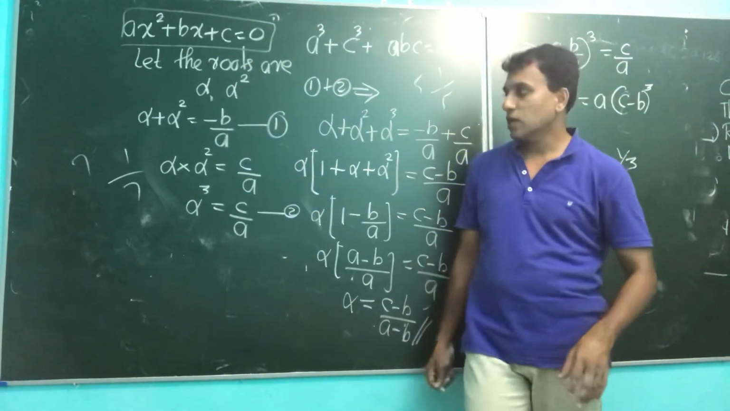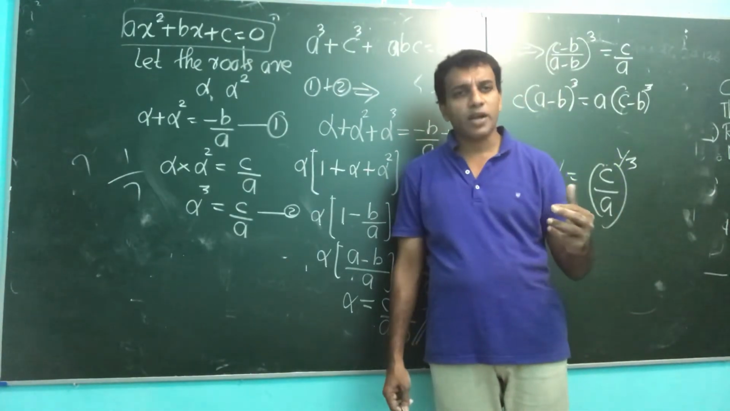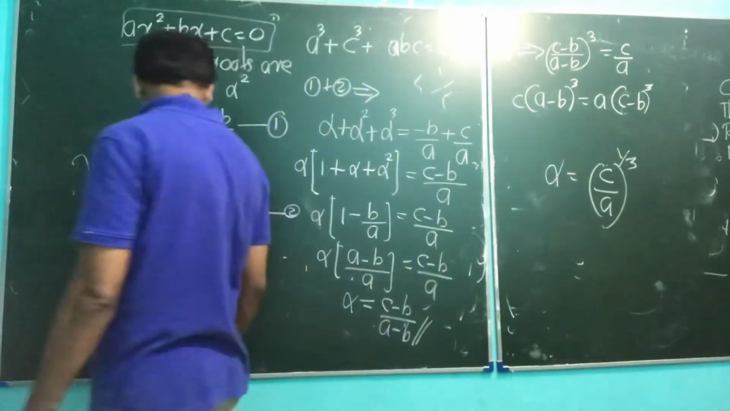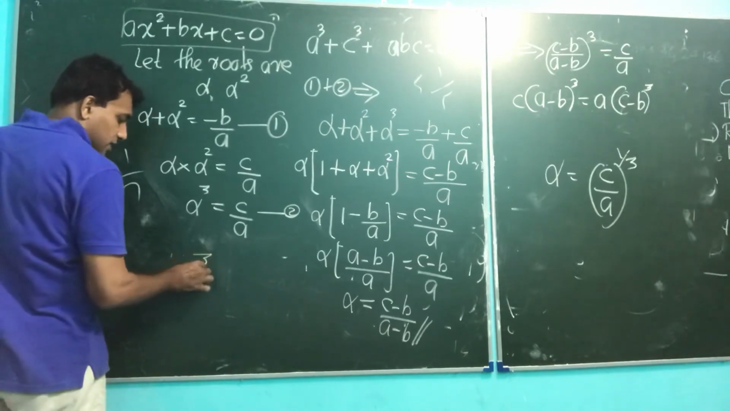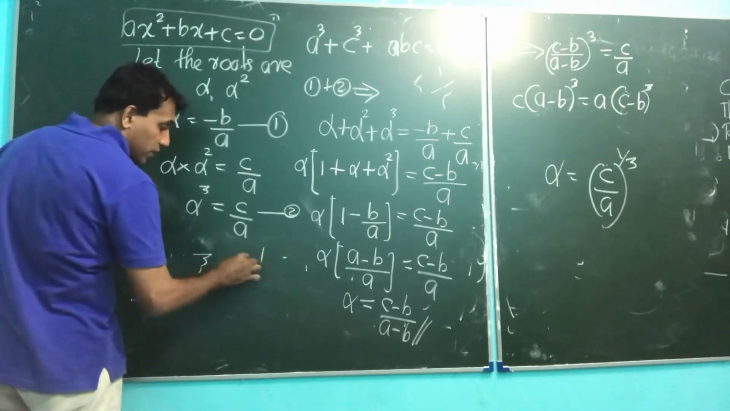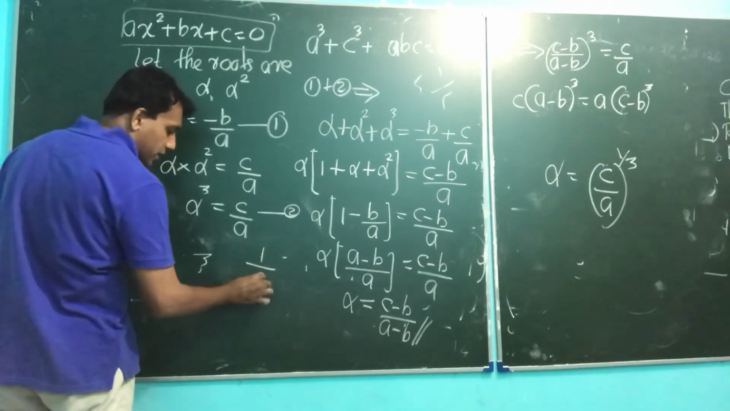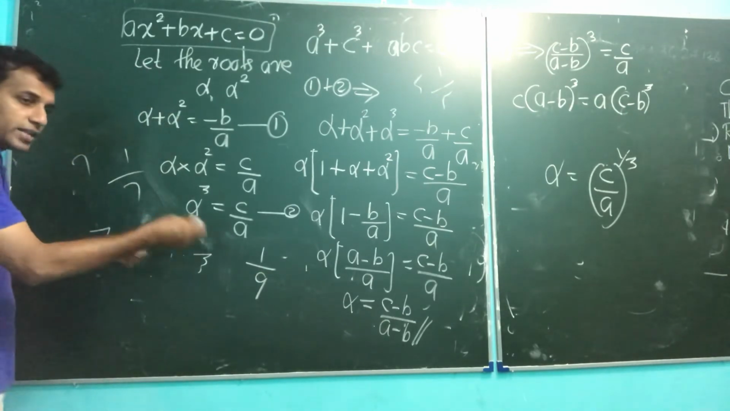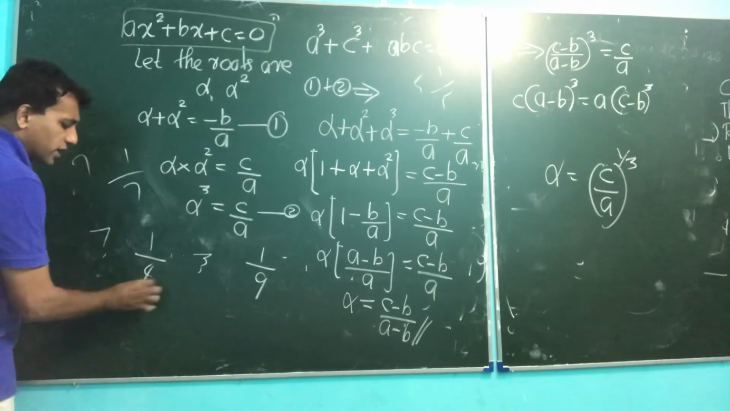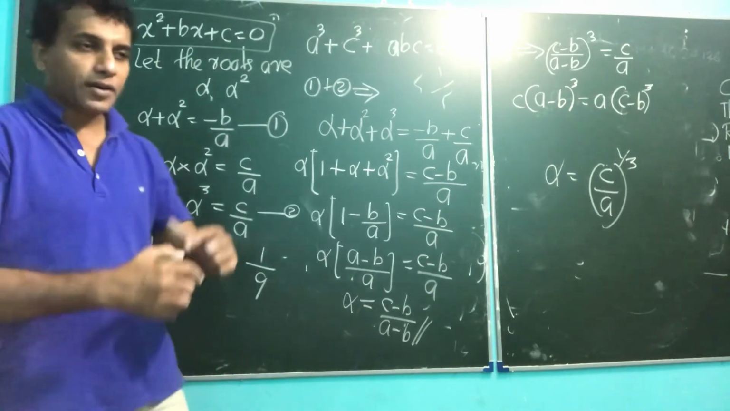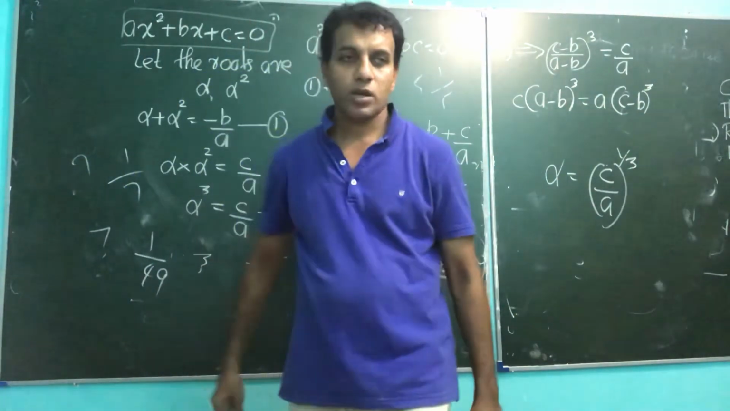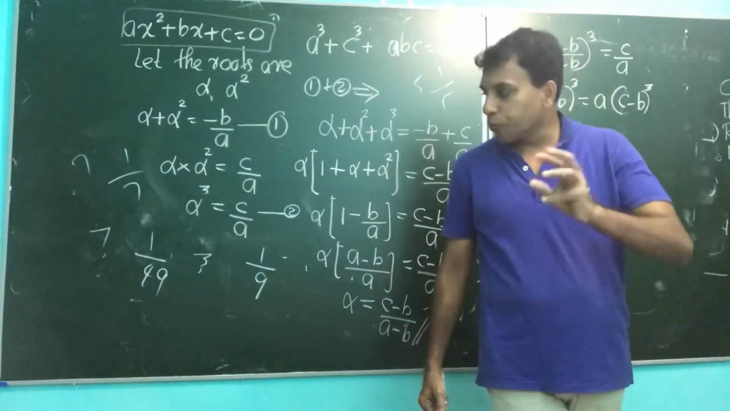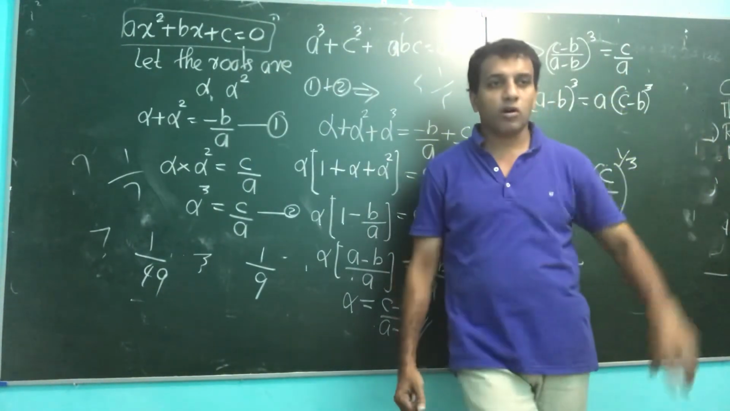That means you decide. For example, one answer is 3. What is the other answer? One answer 3 means what is the other answer? 1 over, make a square, 1 over 9. If one is 7, what is the other answer? 1 over 49. That's the meaning. Reciprocal of the square. The equation's one root is reciprocal of the square of the other one.